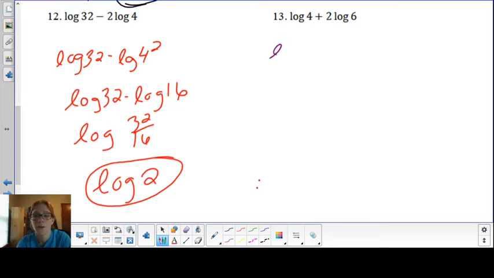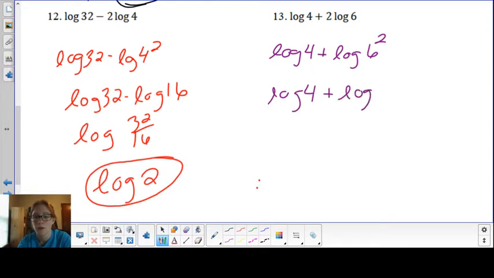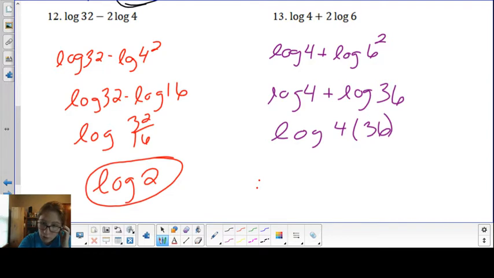Again, we have another exponent. So I have log of 4 plus log of 6 squared. So I have log of 4 plus log 36. So I have log 4 times 36, which gives me log of 144.